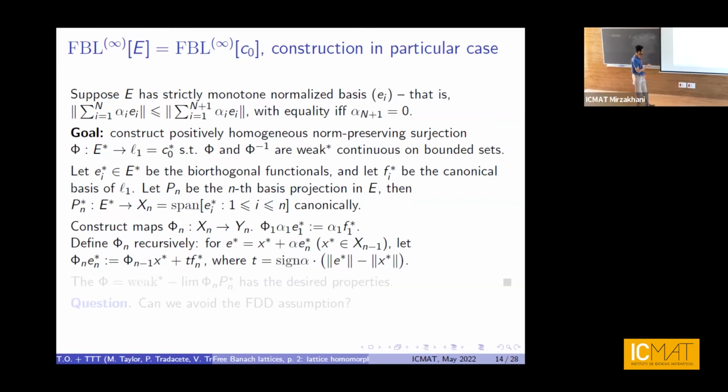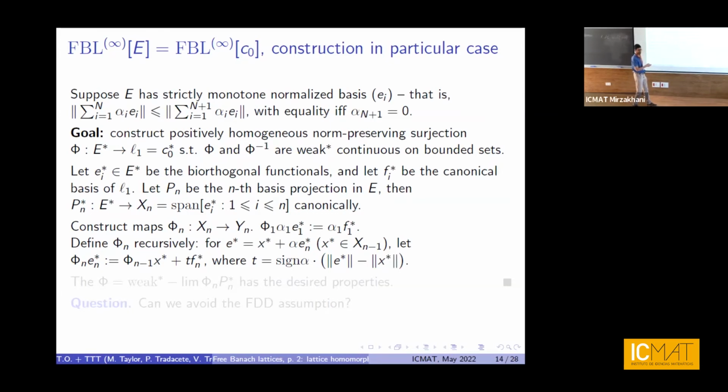So then we define the image of this E star as the image of x star plus an appropriate multiple of Fn star. And what is appropriate? Well, first of all, we have to take care of the sign of this alpha, and then we have to multiply this by E star by the difference of the norms.